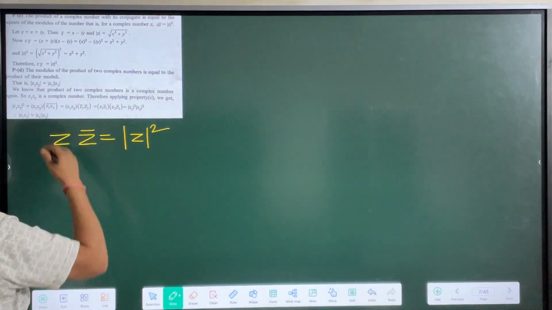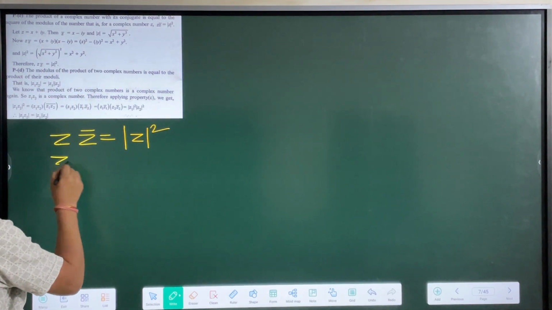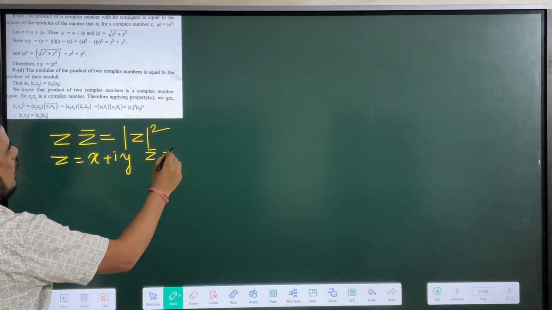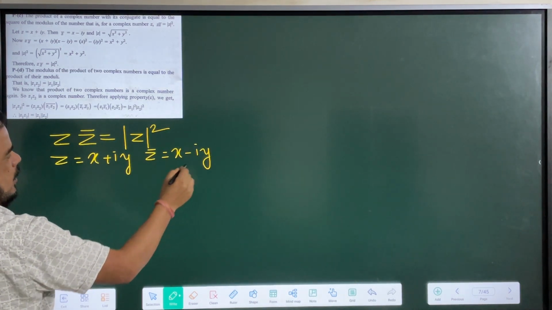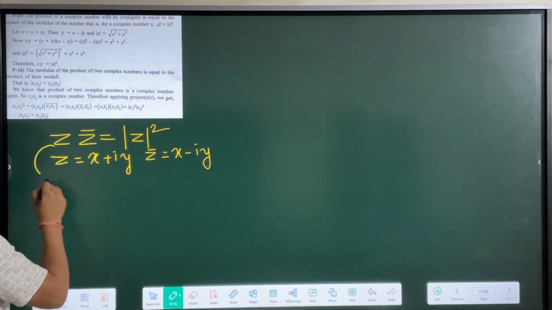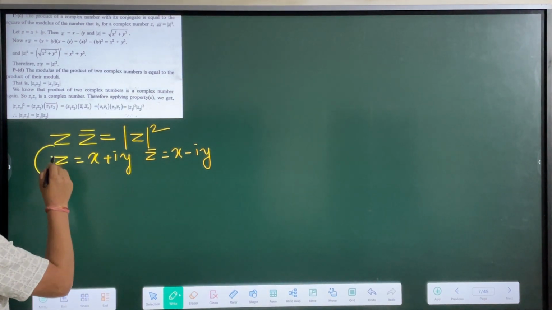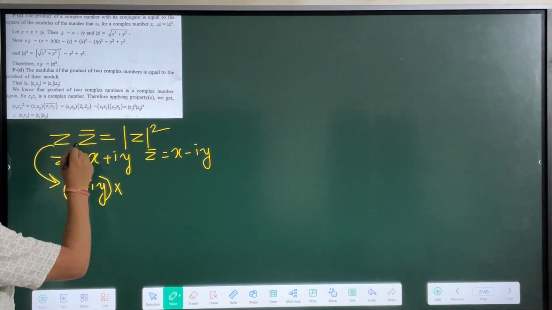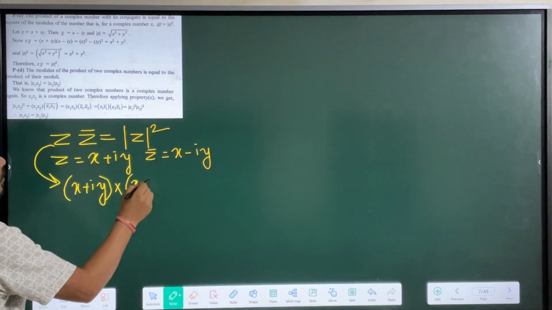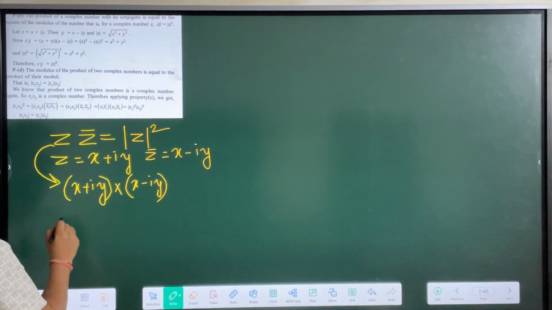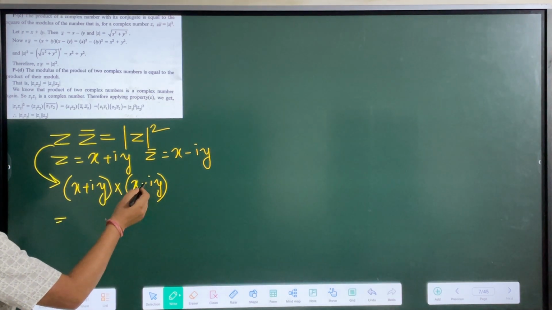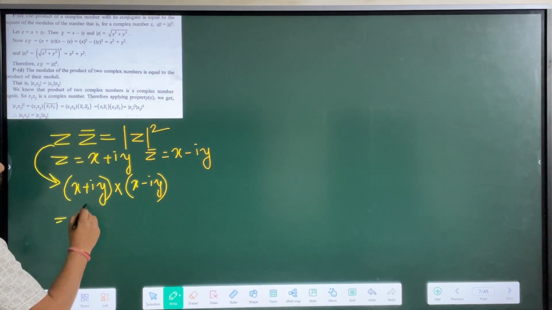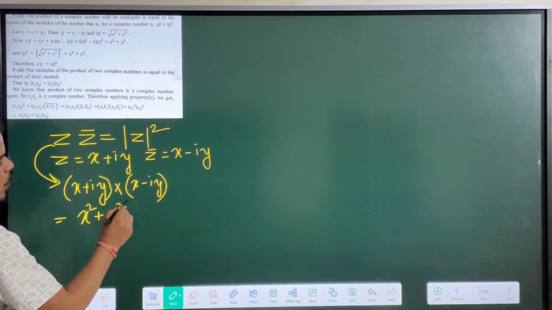This proof is given, still I will show you. Suppose Z is equal to x plus iy. So Z bar will be equal to x minus iy. That we know already. Now the left hand side: Z, x plus iy, into Z bar, x minus iy. So a plus ib into a minus ib, already we have got x square plus y square.